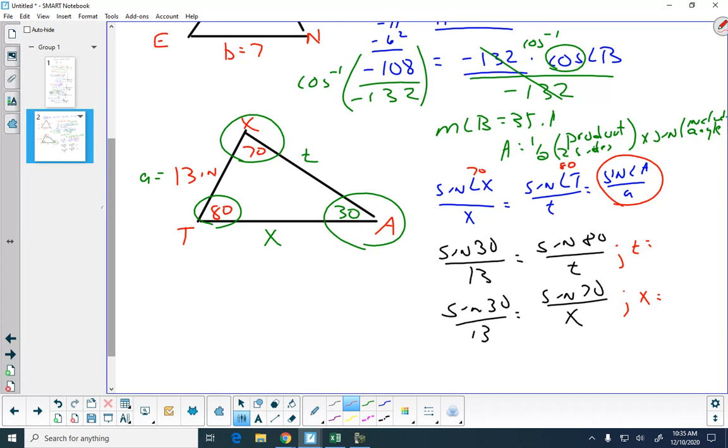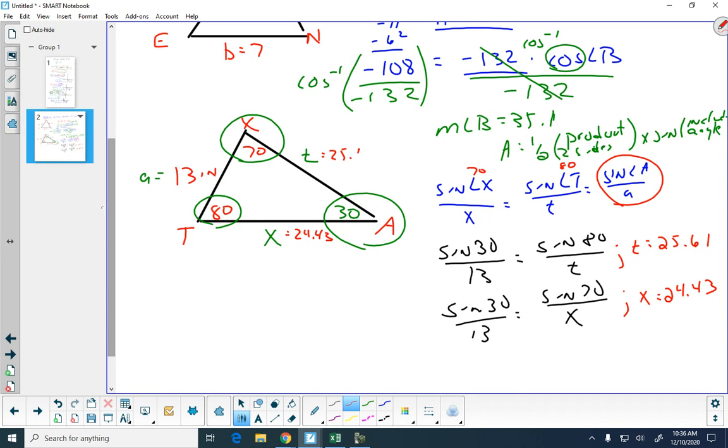Can somebody provide me what you found little t to be? 25.61. All right, and little x. Somebody solve for little x. 24.43. So now what we have is we have these values here.